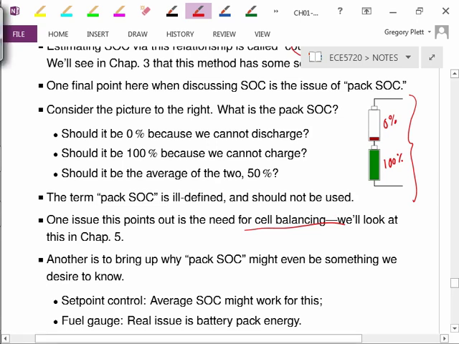So I'd like to, ideally, move half of this charge into that cell, and in that case they would both be at 50% state of charge, and then I could both charge the pack and discharge the pack. It would be very useful. Right now, that battery pack is not useful because I can't do anything with it. So I do need to look at cell balancing, and we'll do that in Chapter 5. So I should never get in this configuration, but I can get in this configuration without balancing.